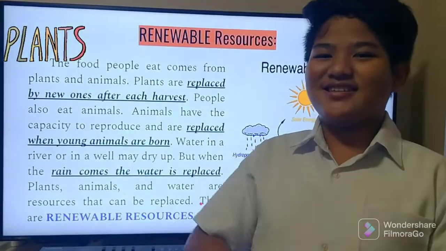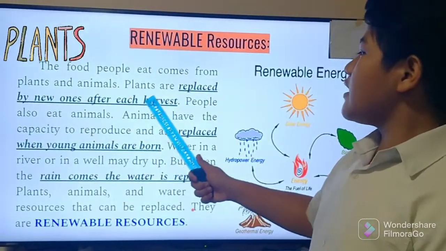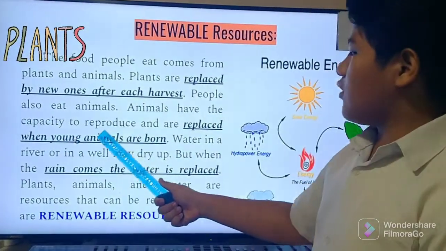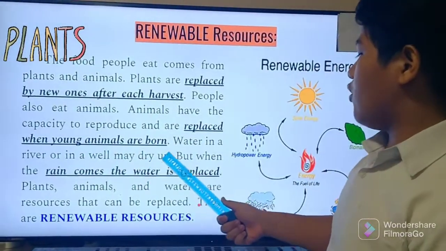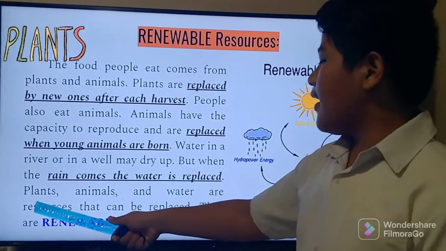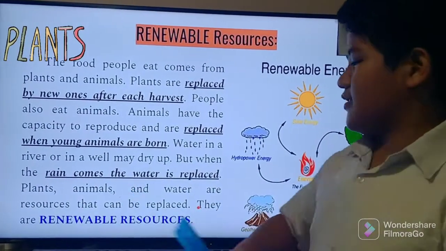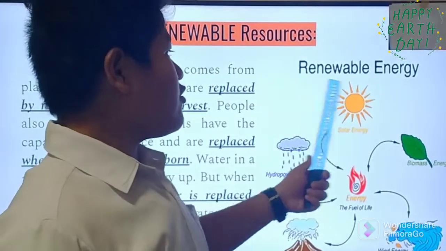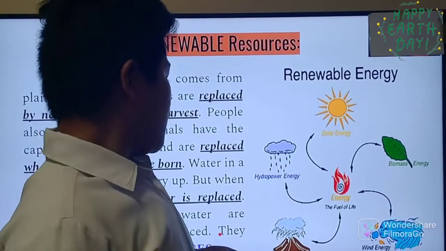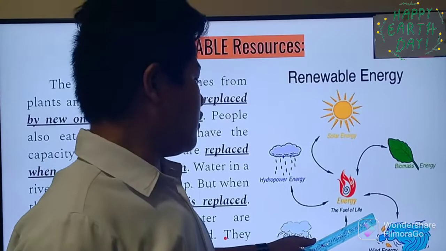What are renewable resources? Renewable resources are the food people eat that comes from plants and animals. Plants are replaced by new ones after each harvest. People also eat animals. Animals have the capacity to reproduce and are replaced when young animals are born. Water in a river or in a well might dry up, but when the rain comes, the water is replaced. Plants, animals, and water are resources that can be replaced. They are renewable resources. Here are the examples of renewable energy. We have solar energy, biomass energy, wind energy, geothermal energy, and hydropower energy. All of these are renewable energy, the fuel of life.